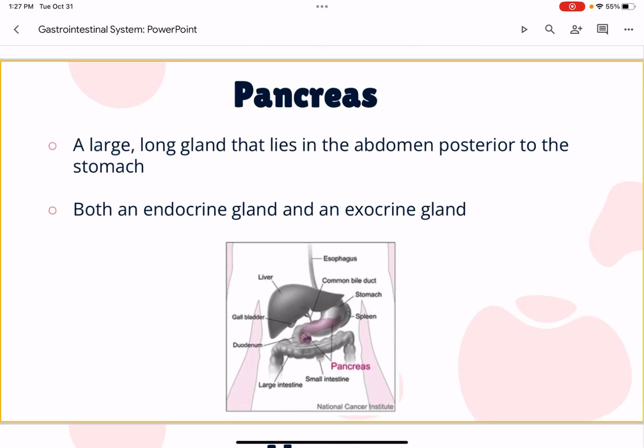Next, we have the pancreas. The pancreas is a large, long gland that lies in the abdomen posterior to the stomach. It is both an endocrine and an exocrine gland. As an endocrine gland, the pancreas secretes the hormones insulin and glucagon, which regulate glucose concentration. The exocrine portion secretes pancreatic juice, which contains a number of digestive enzymes. The pancreatic duct from the pancreas joins the common bile duct coming from the liver. The two ducts form a single duct that passes into the duodenum.